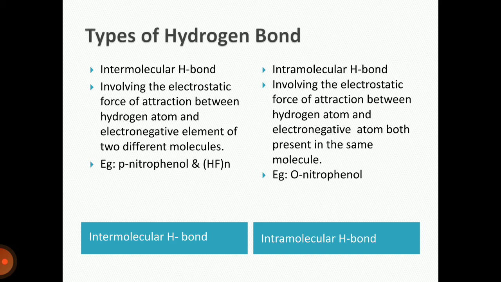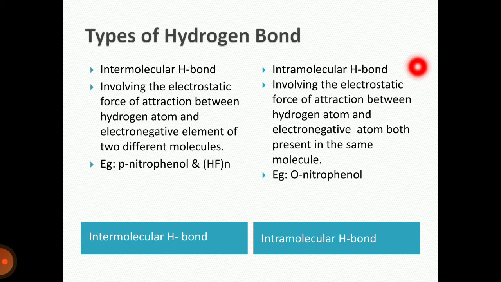There are two types of hydrogen bond. One is intermolecular hydrogen bond and the other one is intramolecular hydrogen bond. Intermolecular hydrogen bond involves the electrostatic force of attraction between hydrogen atom and electronegative atom of two different molecules, as we have just now studied in HF molecule. Another example of intermolecular hydrogen bond is para-nitrophenol and HF.